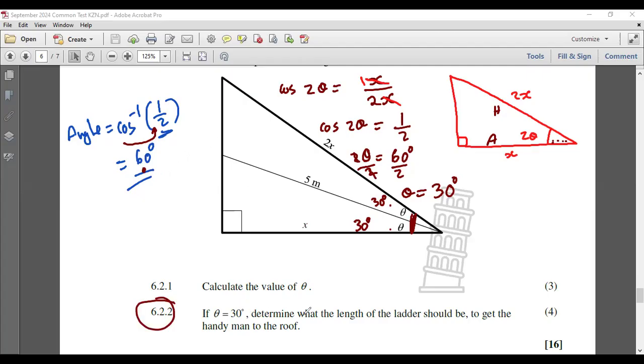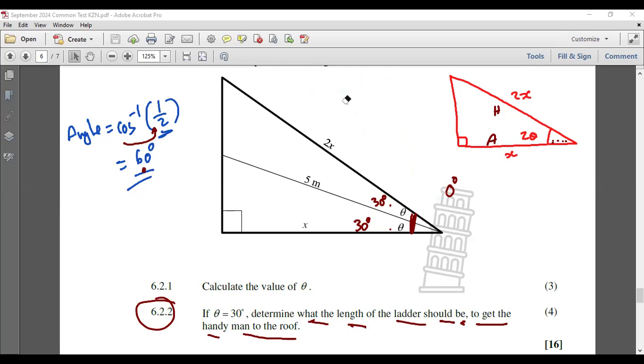This is one they're also giving you, guys. If theta is 30 degrees, determine what length of the ladder should be, to get the handyman to the roof. Remember, I was talking about the length of the new ladder, as we had to be what? To be 2x.